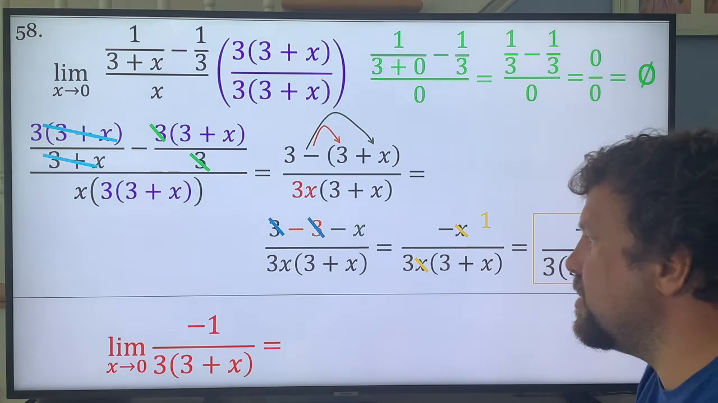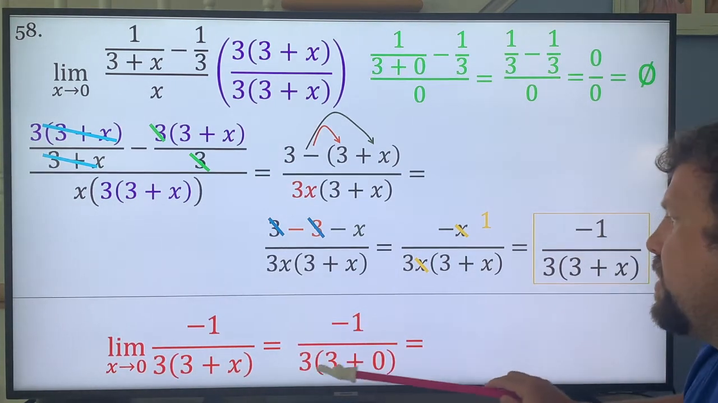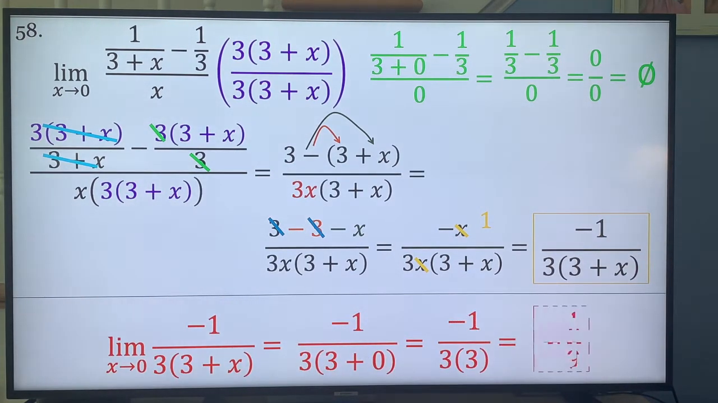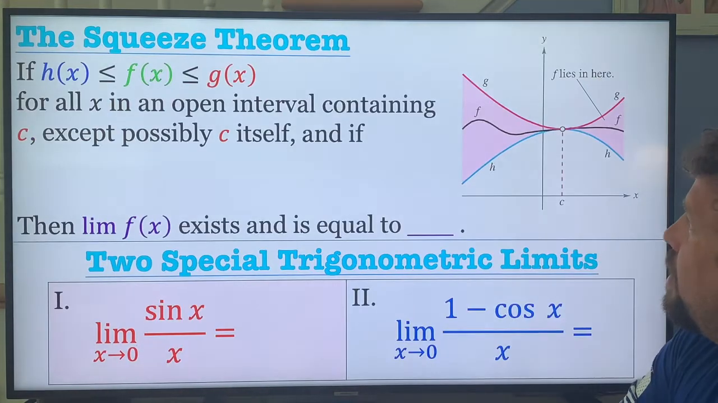Now we're going to plug in 0 here. Negative 1 over 3 times 3 plus 0. Negative 1 over 3 times 3 is negative 1 over 9. All right? See? Not terrible. Looks scary because it's fractions and fractions, right? But not so bad. All right.